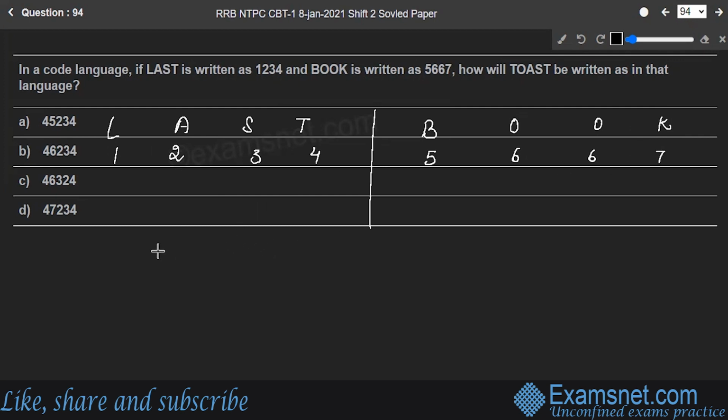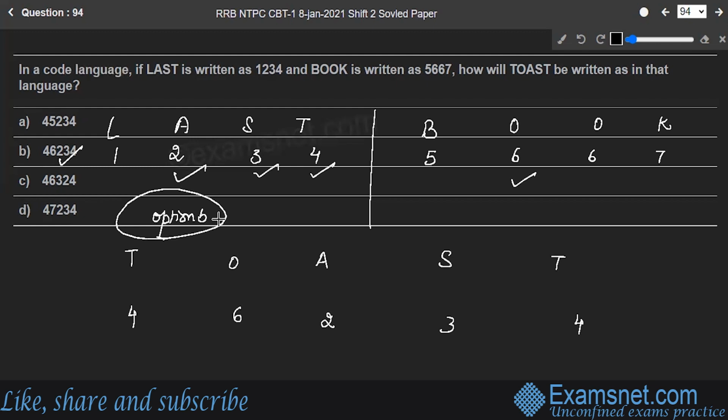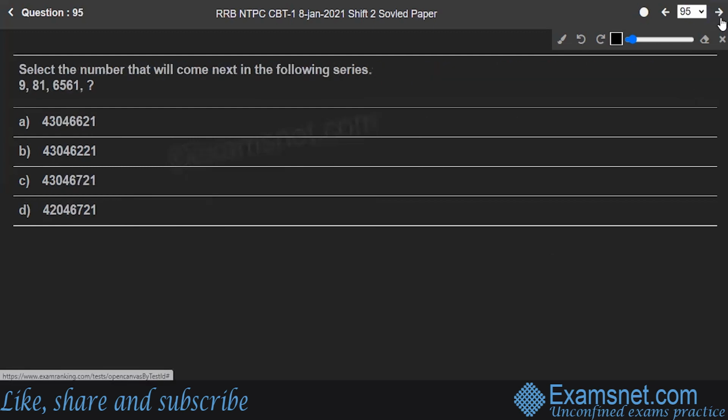So toast will be written T-O-A-S-T. T is written as 4. O is written as 6. A is 2. S is 3. T is 4. So 4, 6, 2, 3, 4 is option B. Same logic that we have done before in the previous question. Same logic is being followed over here also. So next question is number 95.